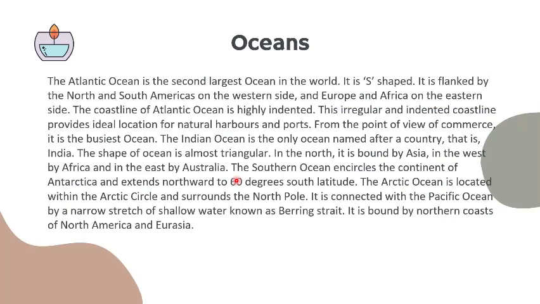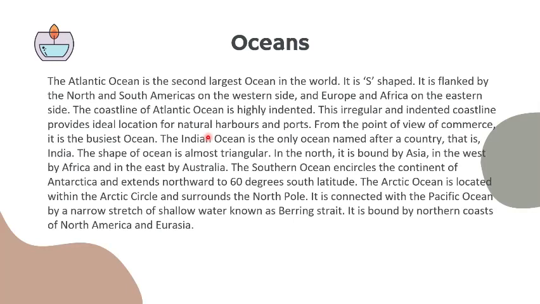The coastline of the Atlantic Ocean is highly indented. This irregular and indented coastline provides ideal locations for natural harbors and ports. This is a very important point. From the point of view of commerce, it is the busiest ocean. So the busiest ocean in the world is the Atlantic Ocean.